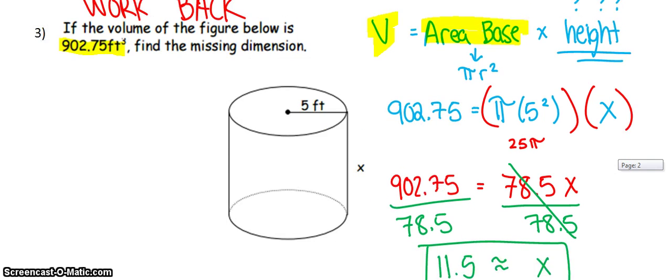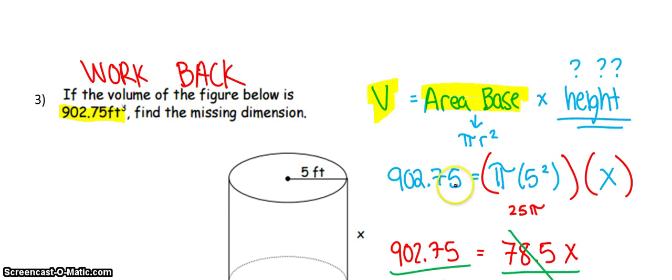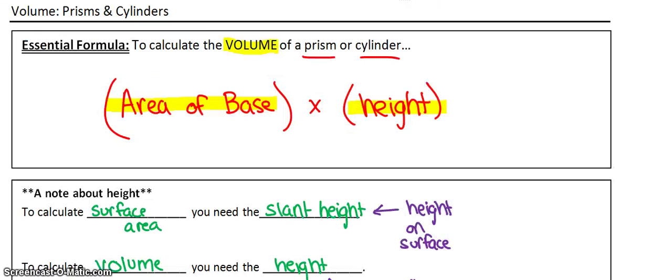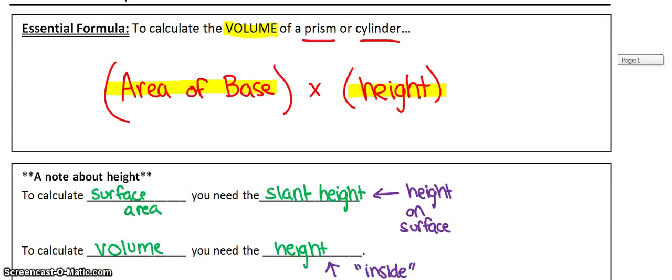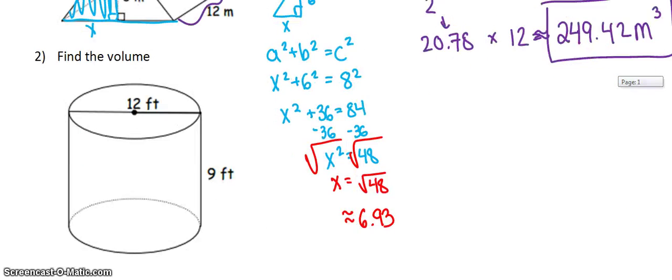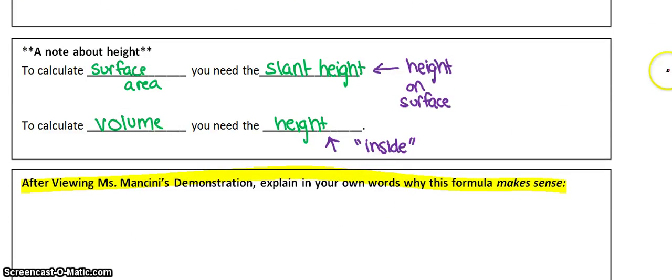Okay, so to work backwards, you're going to write down your formula, plug in what you know, and solve for what you don't know. Okay, so that's how you calculate volume. You do need to know this formula, so make sure you study that. Okay, and just make sure you fill this out. Try the problem that I didn't do. And make sure you note about the different heights, because we're going to talk about that, especially when we get into pyramids and cones. Okay, please ask questions if you have any.